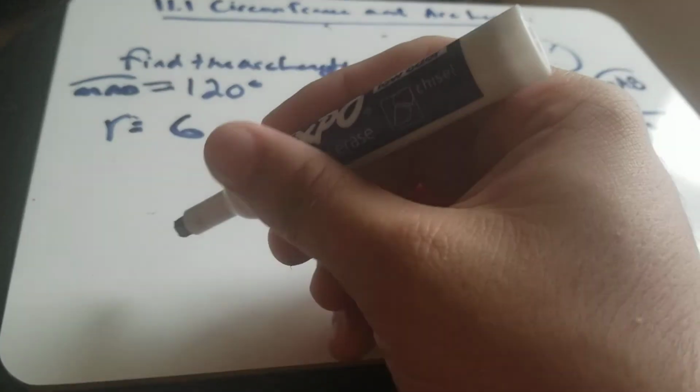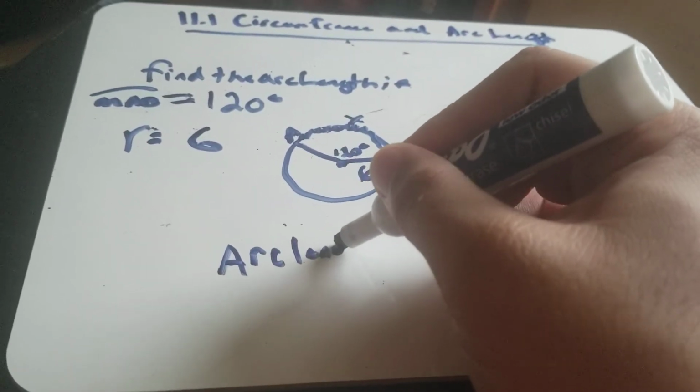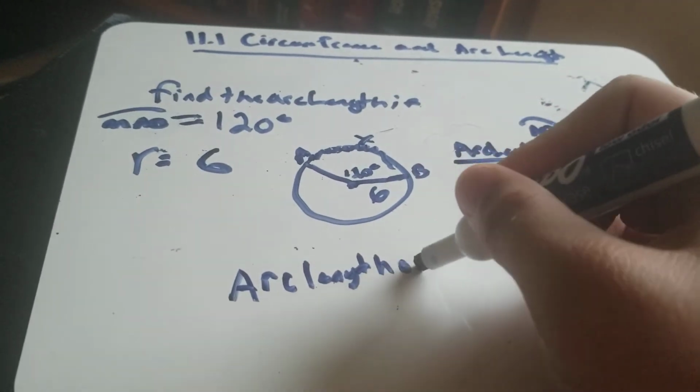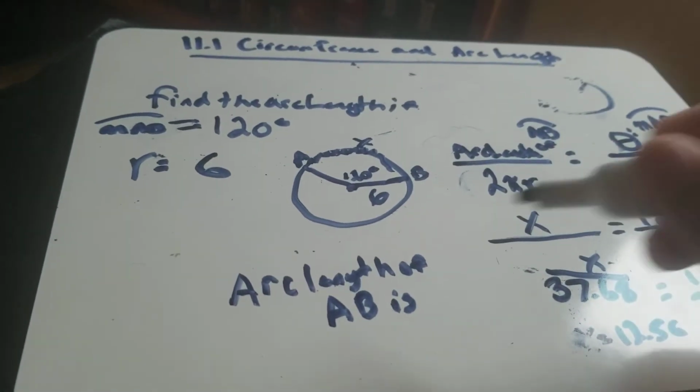So sadly we don't have a symbol for arc length. So the arc length of AB is 12.56.